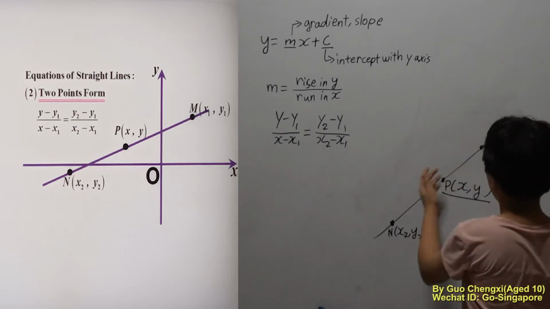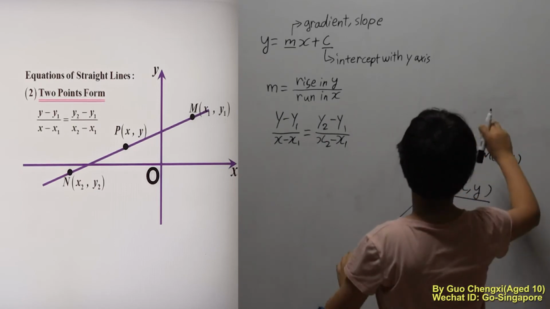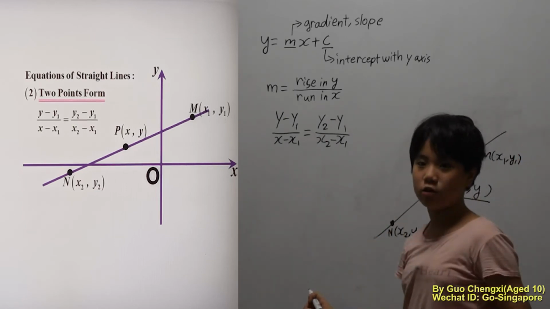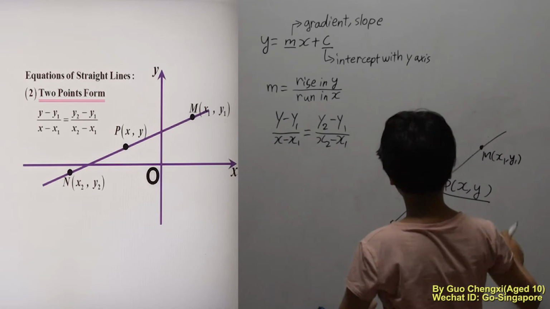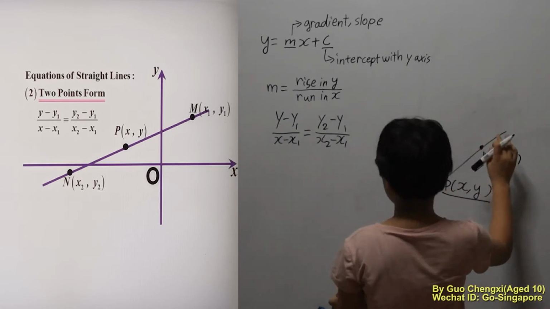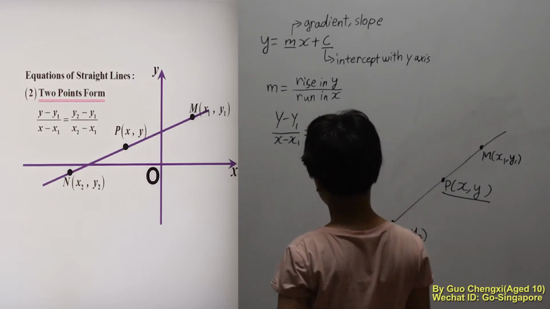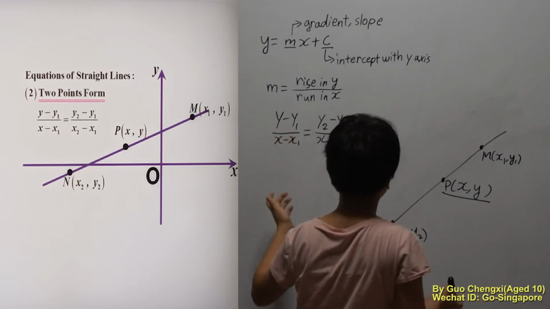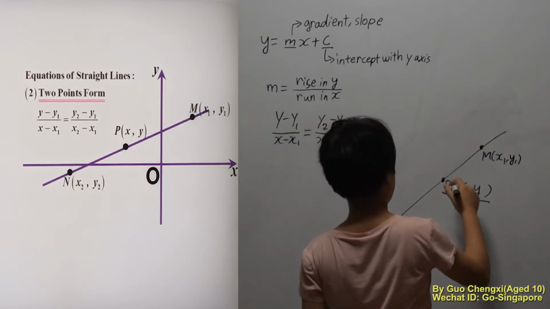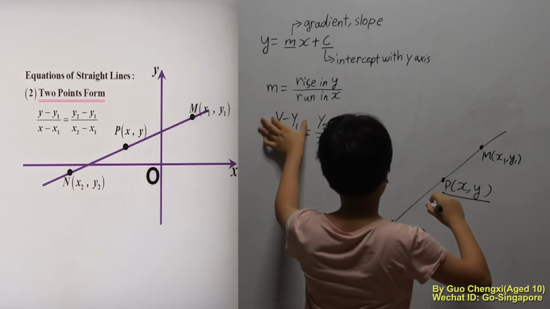This part is just a point on this line. It must be on this line. It can be any point on this line, okay? But these two points must be fixed. This, you can put it anywhere you want. Okay, that's one thing that you need to note. And what is basically the rise in y? Basically the y minus y1.